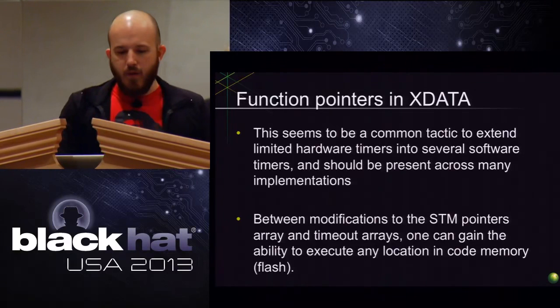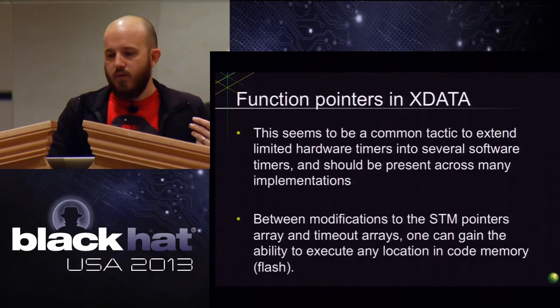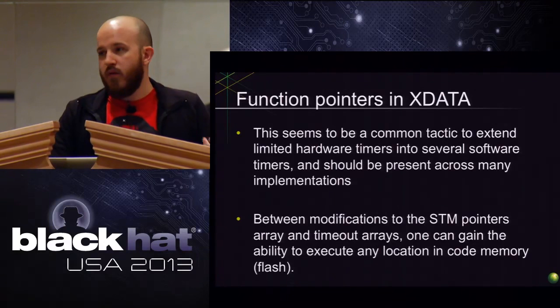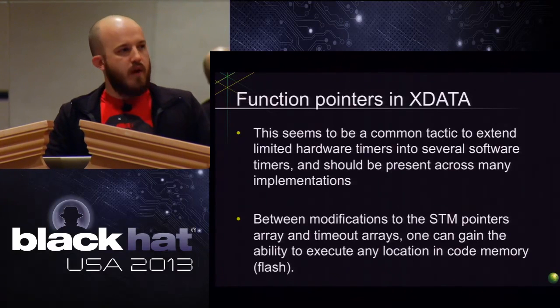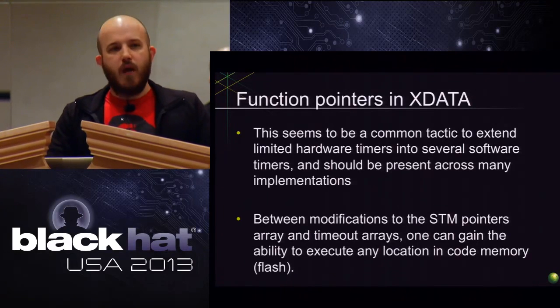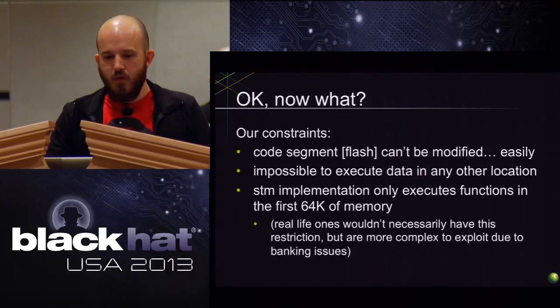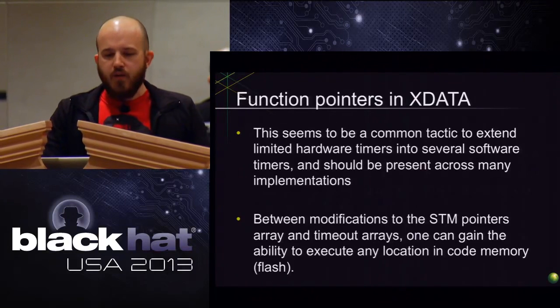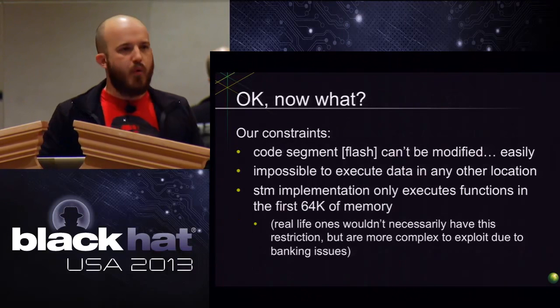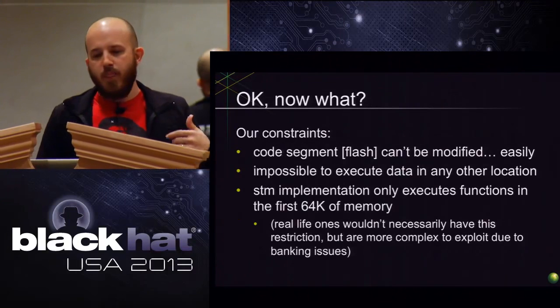But ultimately, what that means is that there are arrays sitting in memory that contain function pointers, and then there's another array next to it that contains how many cycles to run in between when each should fire. So at this point, we've identified some pointers we'd like to modify. How can we do that?